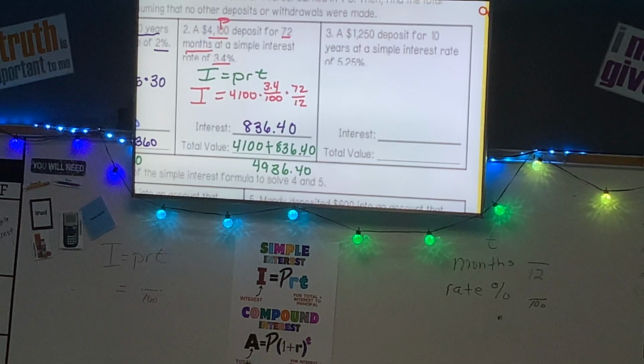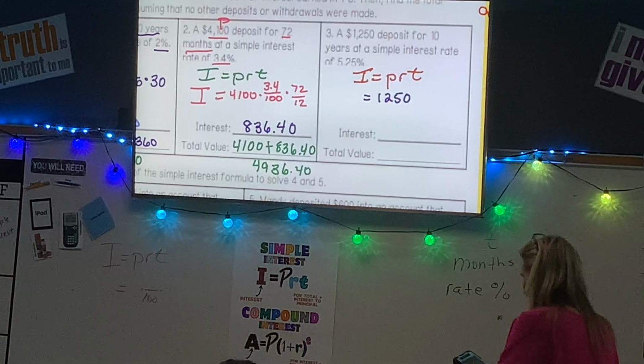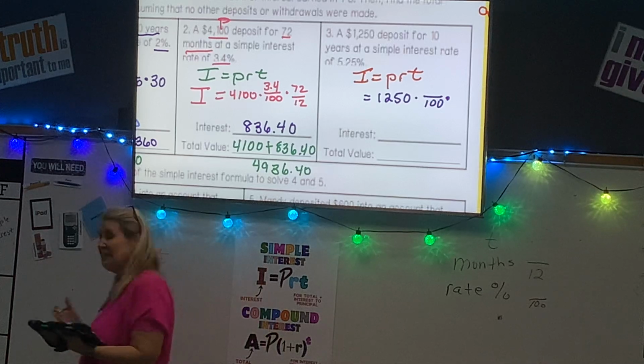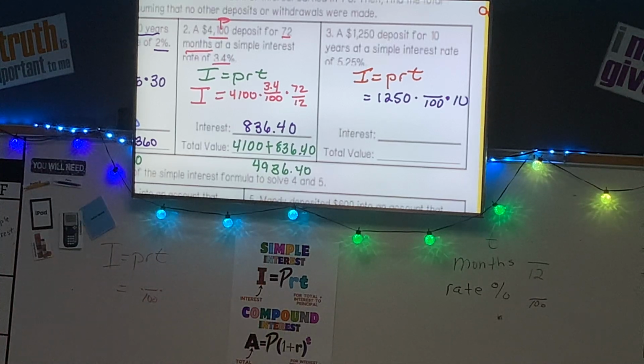Okay. Our formula, we must always write. We are going to make a $1,250 deposit for 10 years. It's in years, so I'm good to go with just 10. At a simple interest rate of 5.25.